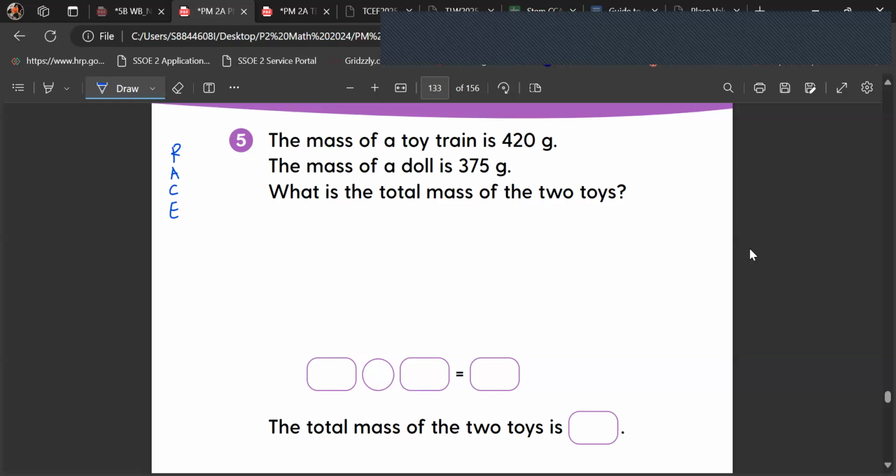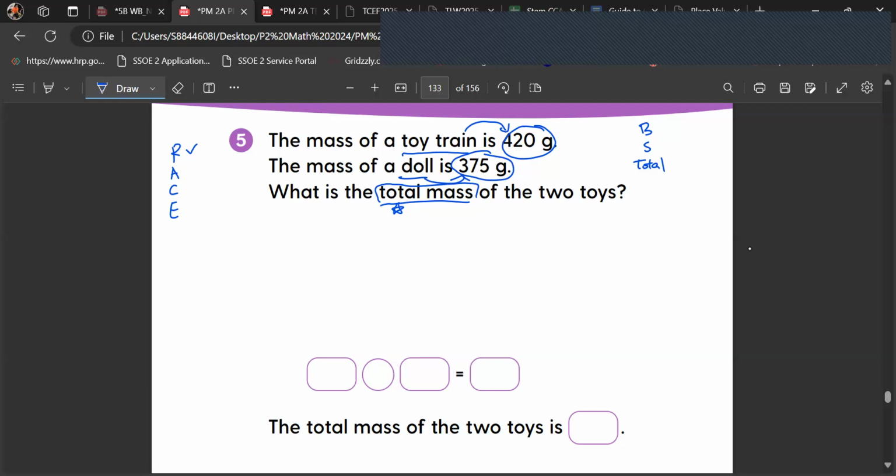I have read the first time, but reading one more time together with the annotations. The mass of the toy train is 420 grams. This is a toy train. The doll is 375 grams. That's the doll. Now the question asks for total. So remember we have the bigger number, smaller number, and total. We have the bigger part, the smaller part, and the total, right?